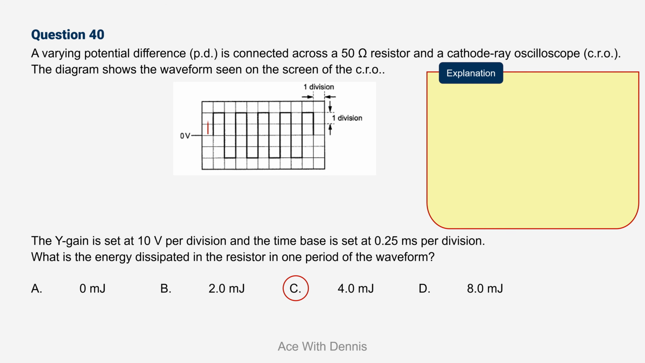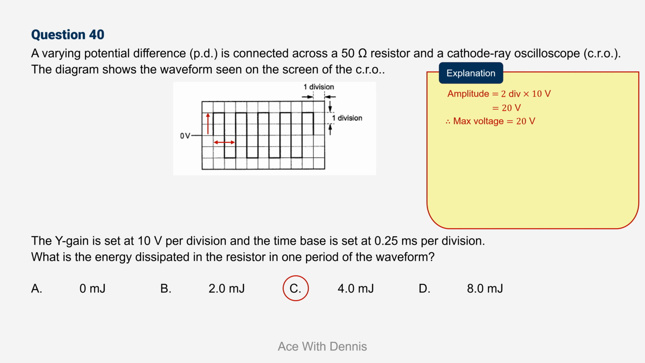First, we need to determine the amplitude of the wave. For this case, amplitude has two divisions. Based on the setting, the Y gain is 10 volts per division. Hence, 2 divisions times 10 volts, we get 20 volts. So the amplitude for this wave is 20 volts, which tells us that the maximum voltage is 20 volts.